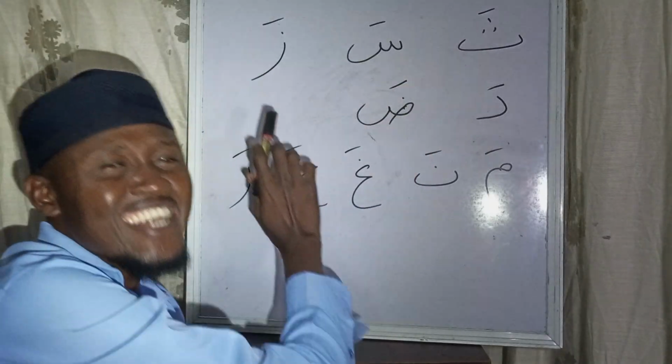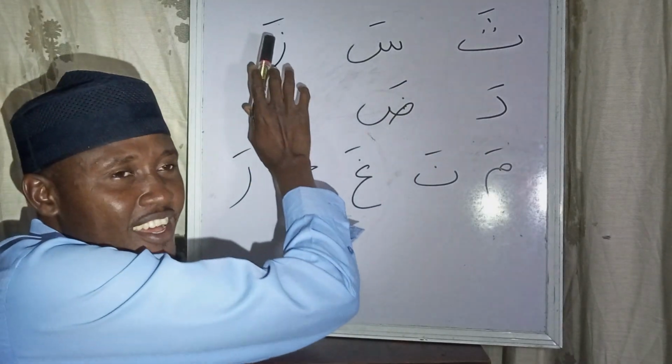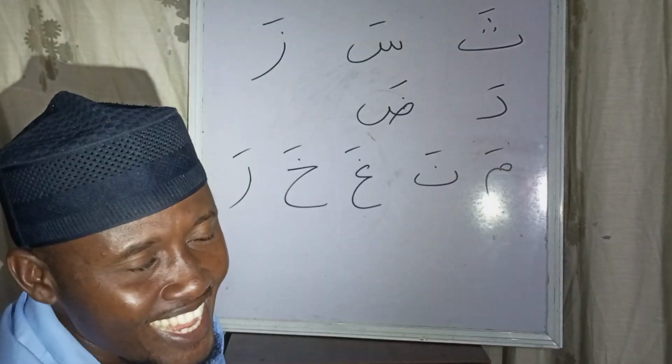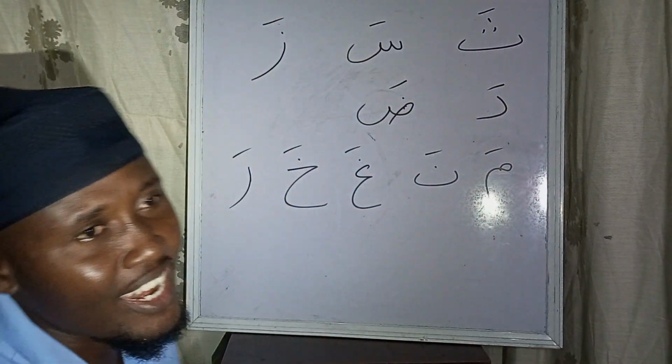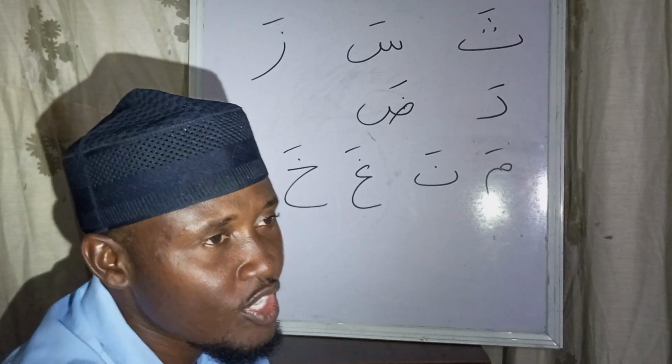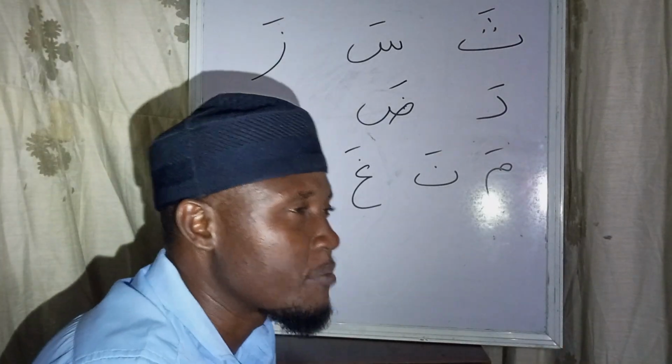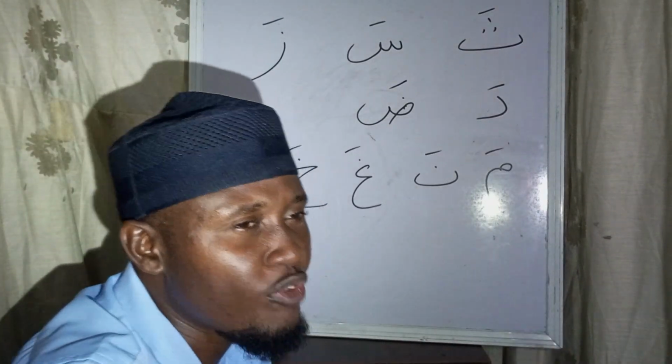And this is Za. That is Zayu, Za. So each one must not be pronounced like the other. If you do that, like I told you last time, you are going to alter the meaning of the word.